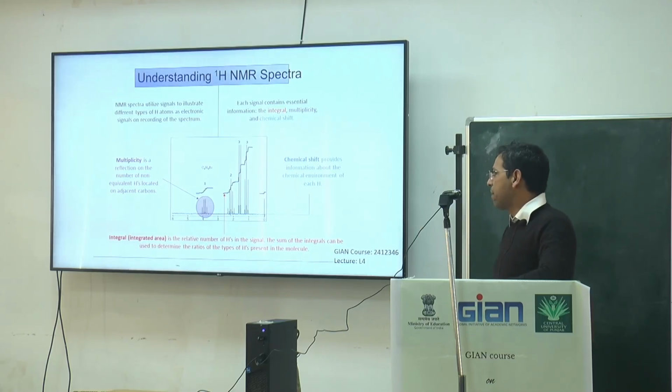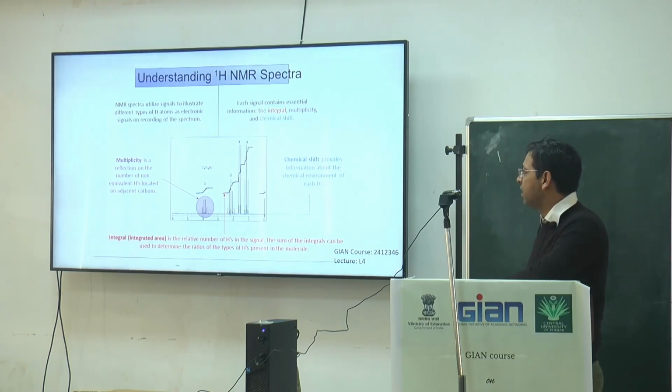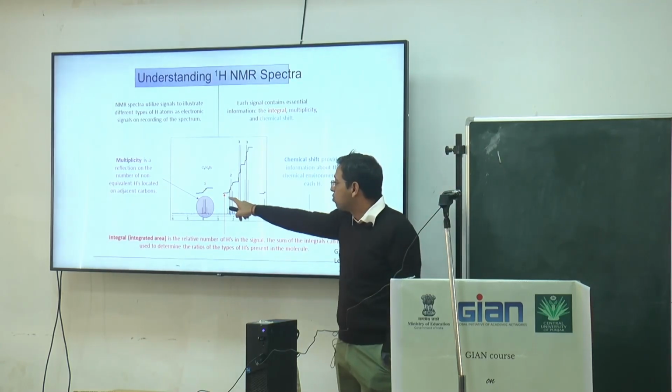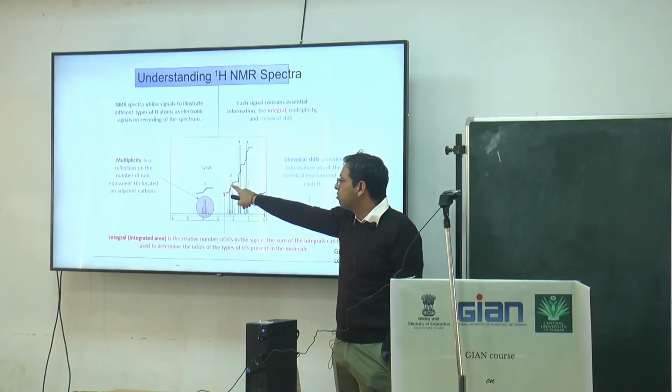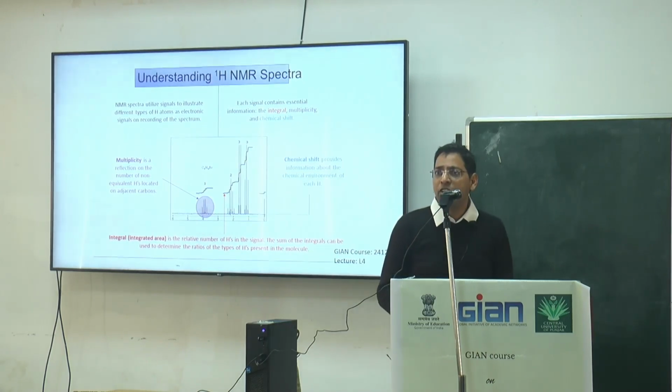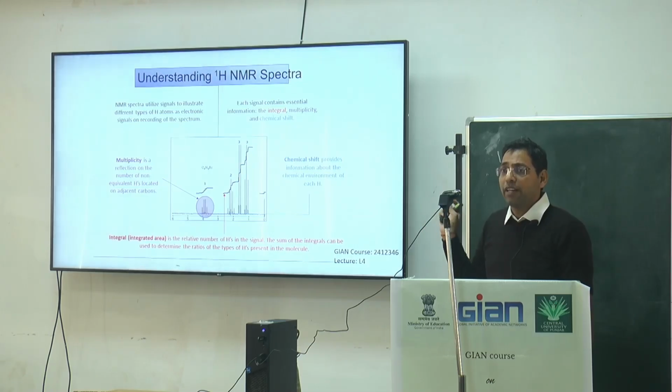And the third parameter is the integral. The area is the relative number of the proton signal. One proton gives a signal here, 2 protons give the signal here, 3 protons give the signal here. That type of parameter we use as the integral. So the chemical shift, the integral and the multiplicity are the 3 types of information you can retrieve by using the NMR spectrum.